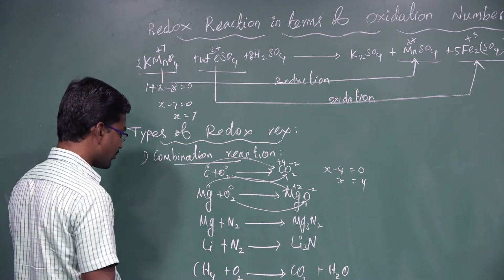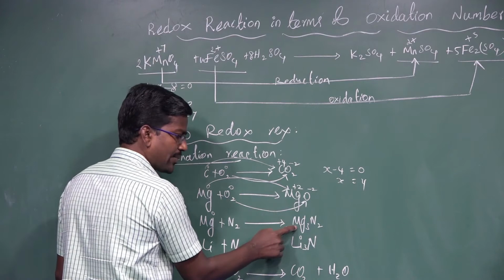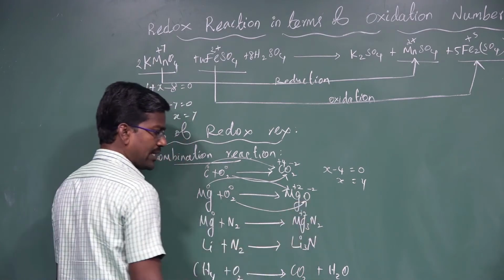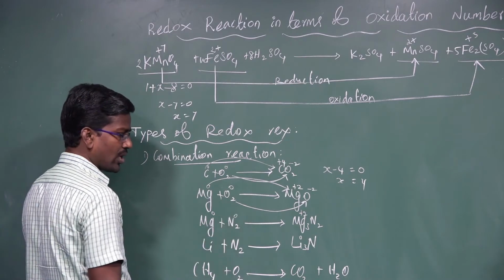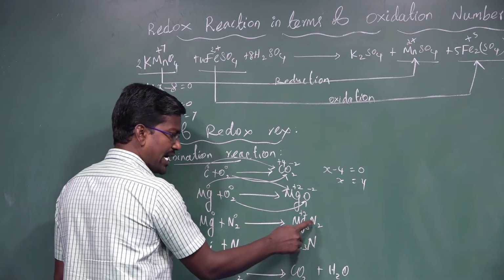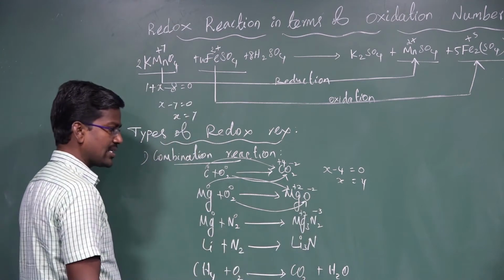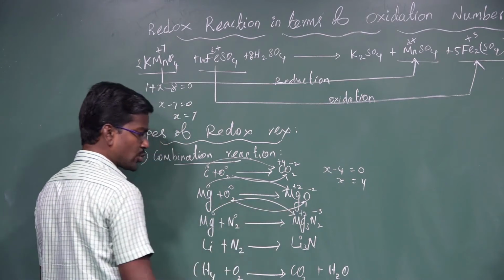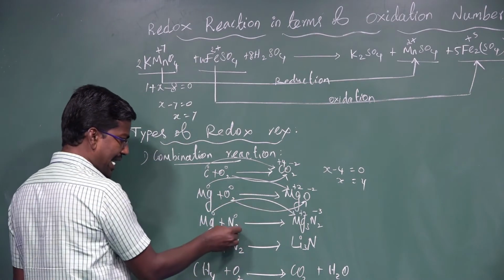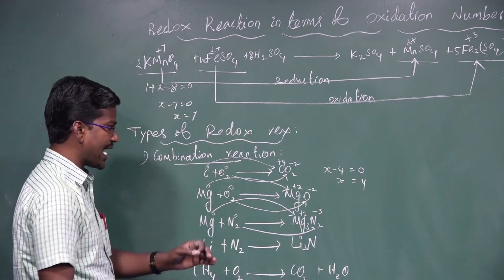Next one, the oxidation number of magnesium is 0. In magnesium nitride, the oxidation number of magnesium is plus 2. The oxidation number of nitrogen is 0, and in magnesium nitride it is minus 3. Here magnesium is oxidized to the plus 2 oxidation state, and nitrogen is reduced to the minus 3 oxidation state. It is also a redox process.